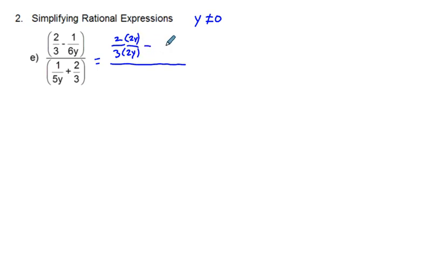And so we're going to have minus 1 over 6y here. And that takes care of our numerator. In our denominator, what is our common denominator going to be here? Well, 5y times 3, or 15y. So we have 1 over 5y. And what do we have to multiply by to get our common denominator? We have to multiply by 3. And then we have plus 2 over 3. What do we have to multiply by? 5y. Both the numerator and the denominator.